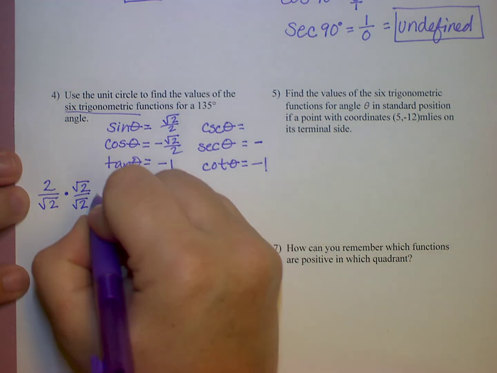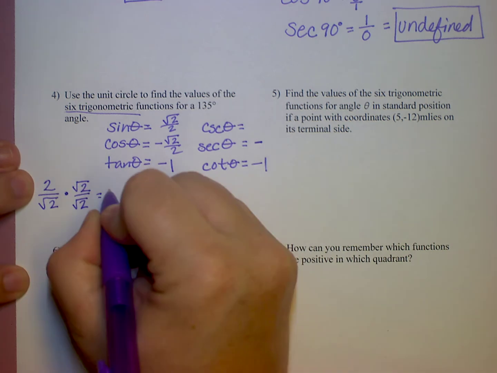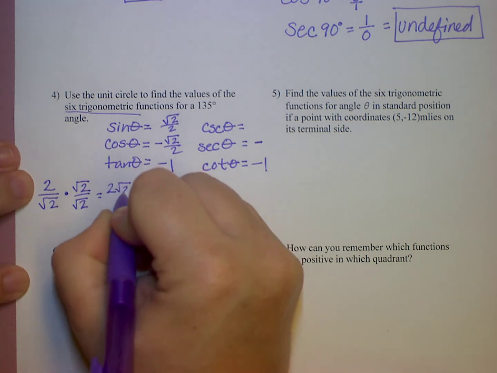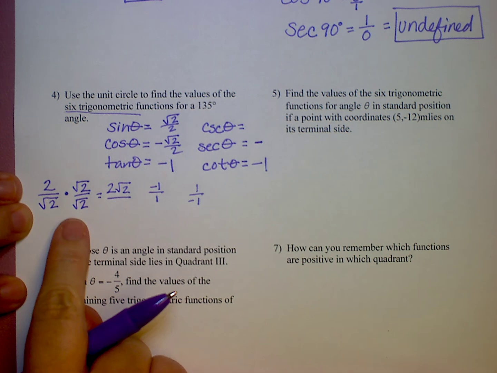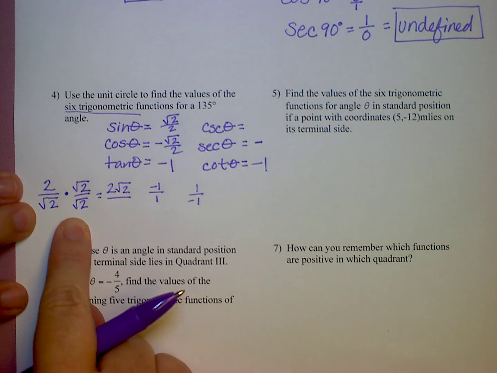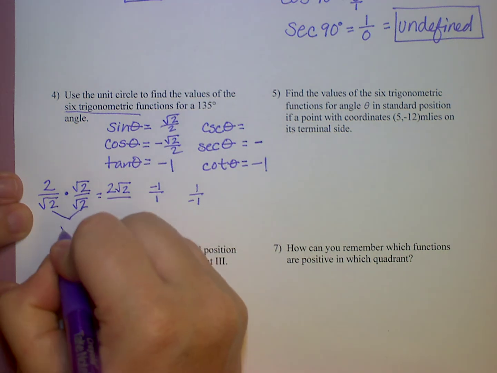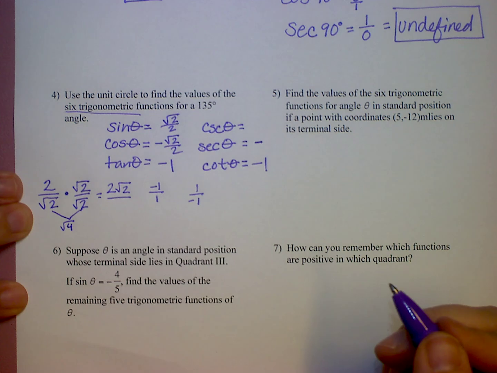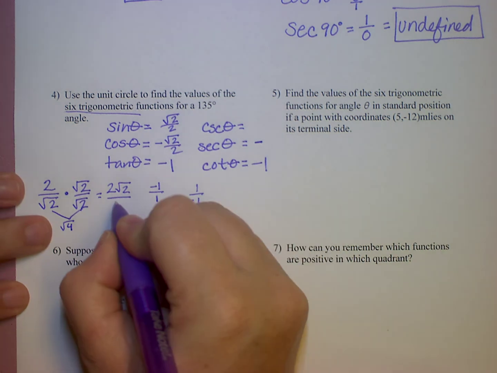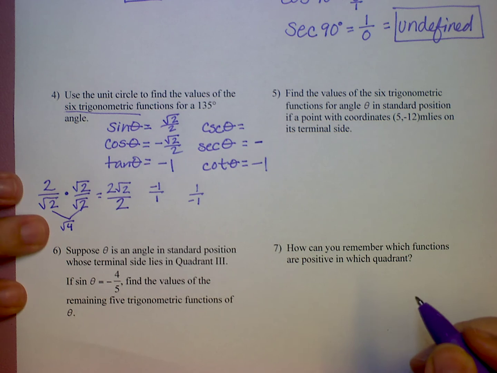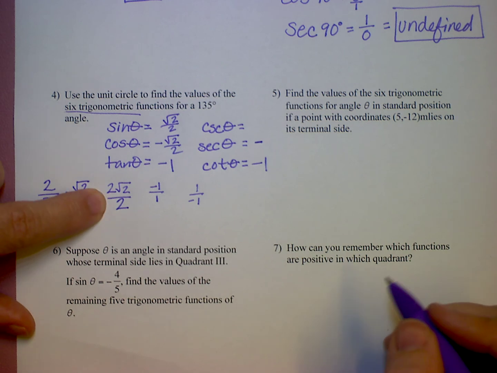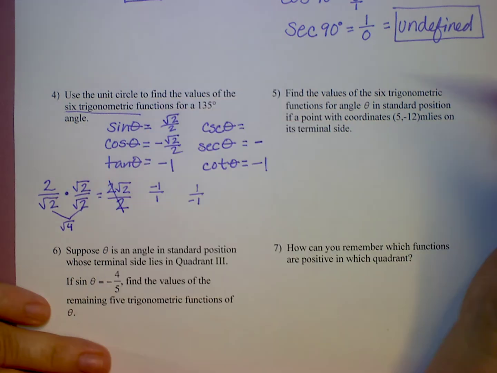What does that give me on top? 2 times root 2 is 2 root 2. What's root 2 times root 2? Isn't that root 4? Well, what is the square root of 4? It's just 2. Can I simplify that? Sure can. Those are going to cancel.